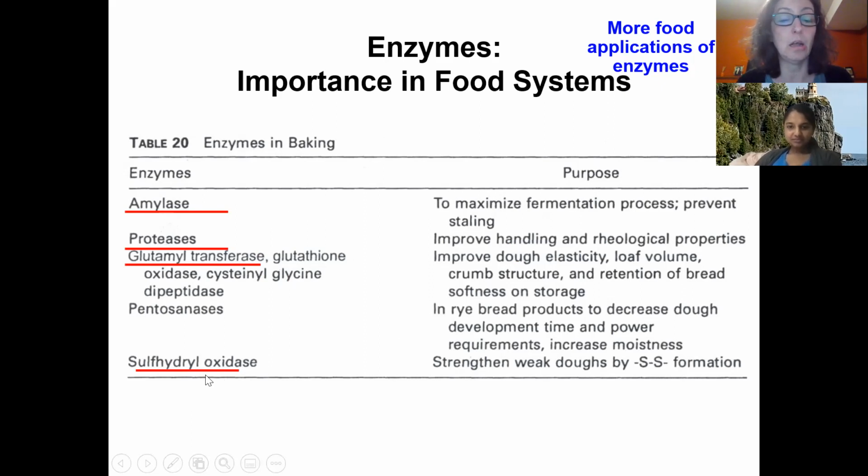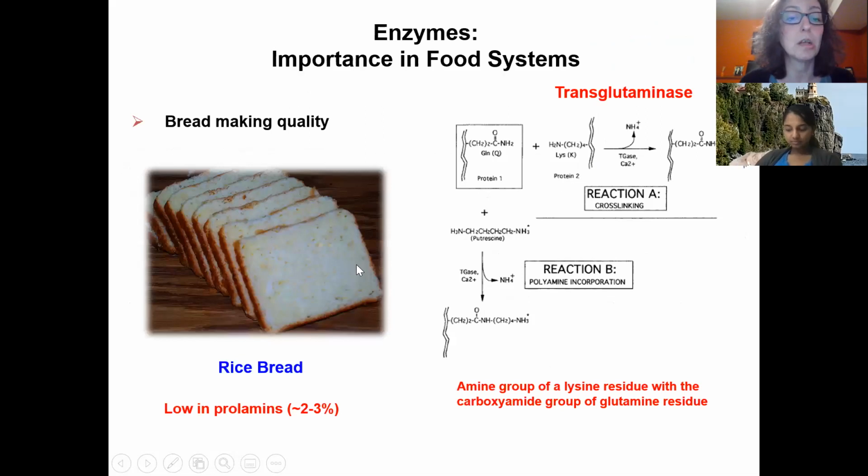Sometimes you can oxidize sulfhydryl groups, so you can add an oxidizing agent. For example, they add ascorbic acid to flour to enhance the formation of disulfide linkage. In this case, they add an enzyme which induces disulfide formation. And this is the transglutaminase example, where a rice flour is now able to form a loaf of bread without collapsing by just enhancing the polymerization. And here you have the amine group of a lysine with the carboxyamide group of glutamine. And that's the transglutaminase forming polymer.